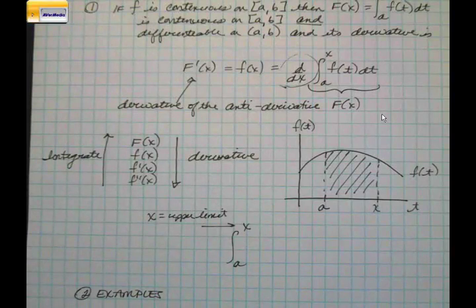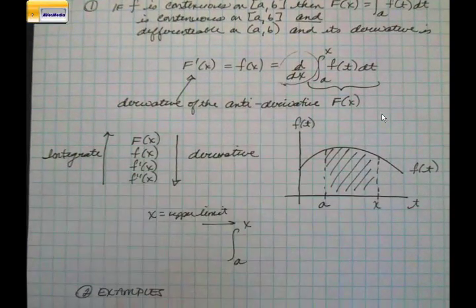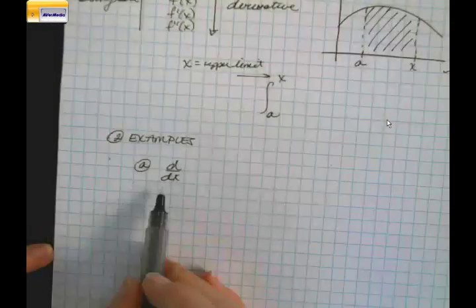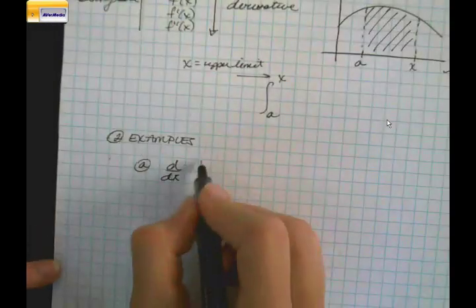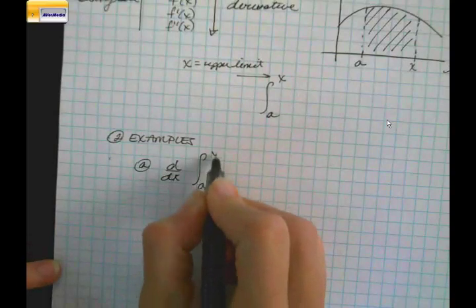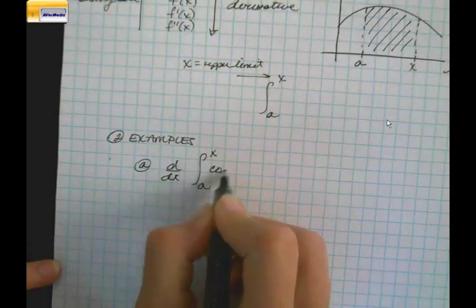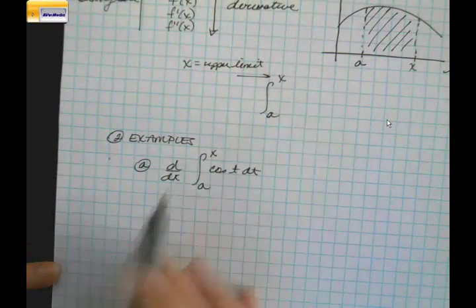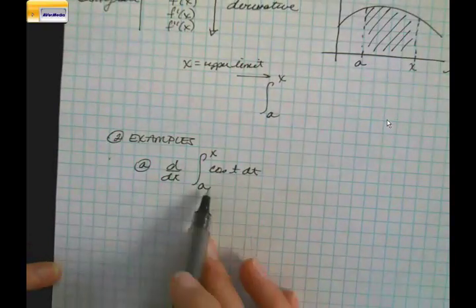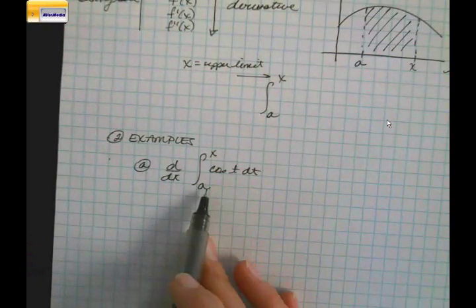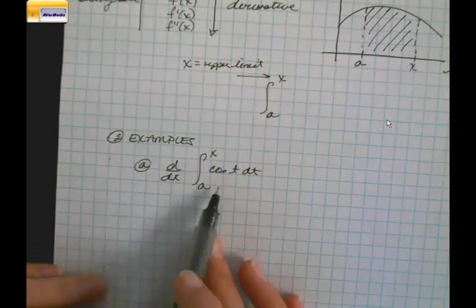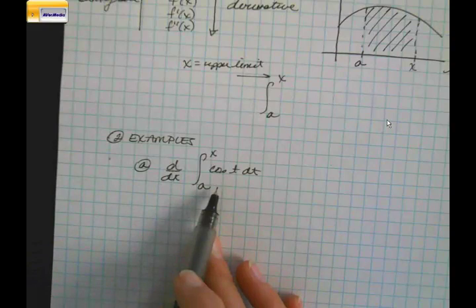Remember, d dx is taking the derivative. So if you're taking, this is saying take the derivative of something. d dx is take the derivative of something, you're going to put right by the d dx. Well, if you take the derivative of the antiderivative, it returns you to the original function. The derivative of the antiderivative returns you to the original function.